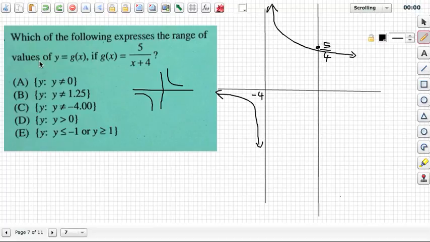We're asked for the range and not the domain. So you can see that for the range, you can have any values except for 0. So the correct answer would be A.